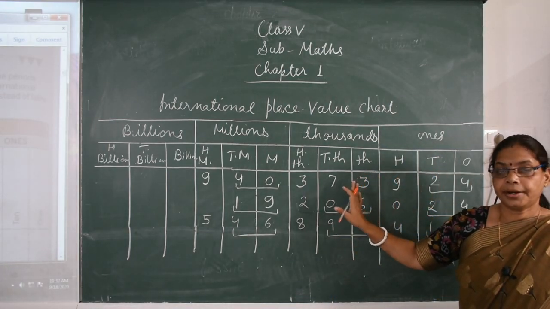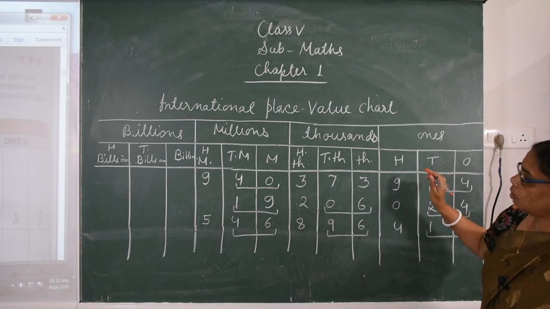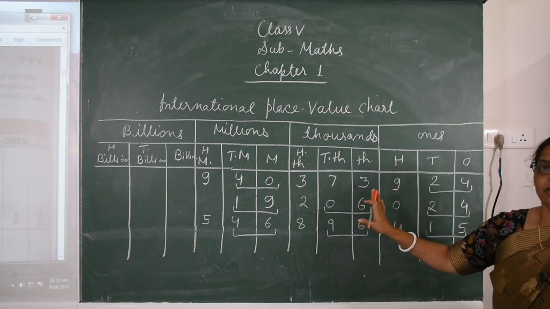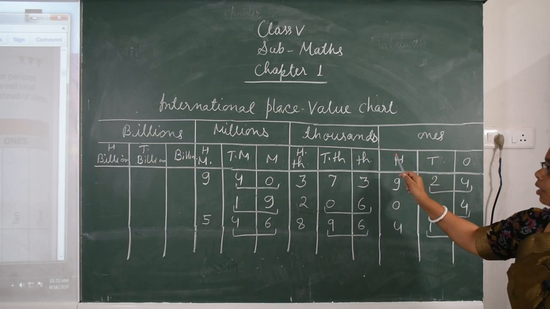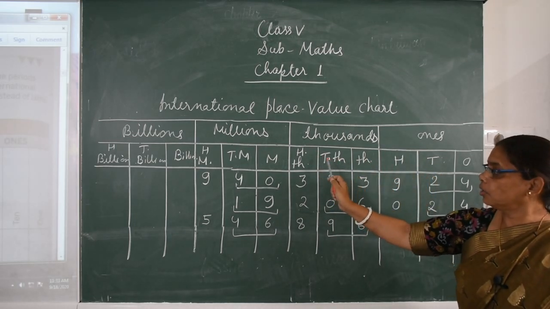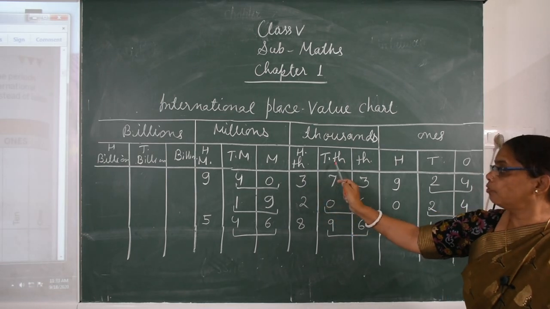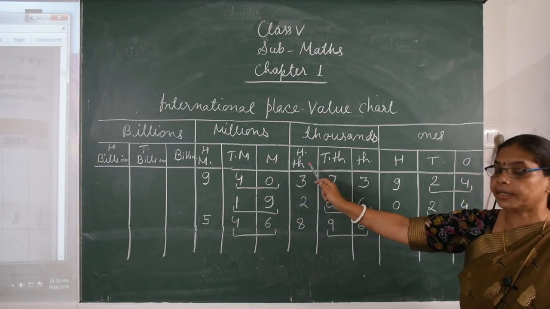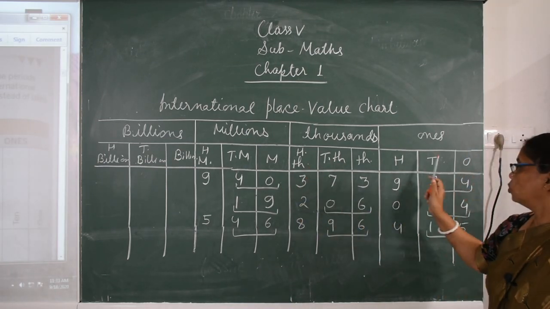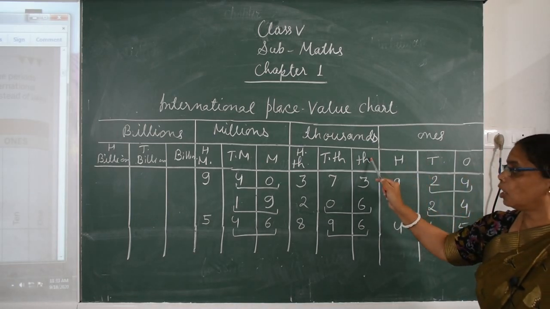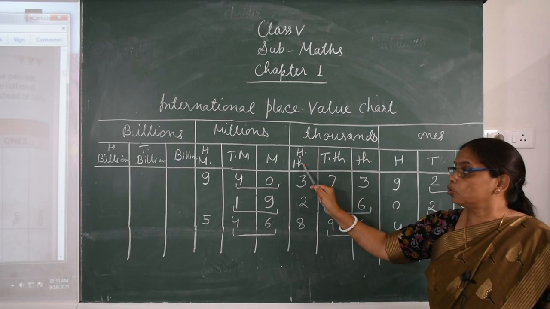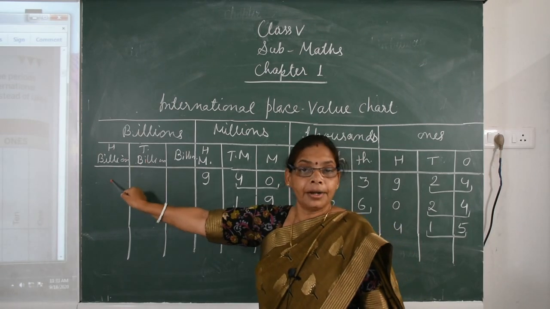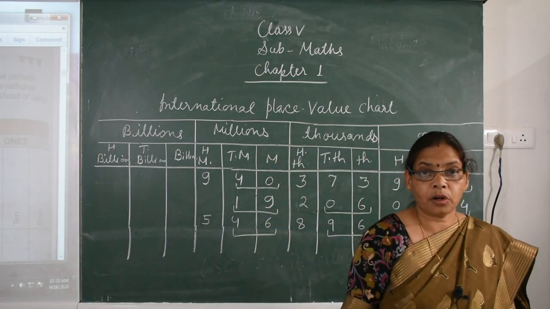In the previous chart there are only 9 places, but in this chart there are 12 places: ones, tens, hundred, thousand, 10,000, and after 10,000, in the Indian place value chart there is the lakhs place, but in the international place value system there is 100,000. So repeat again: ones, tens, hundred, thousand, 10,000 and then 100,000. Million, 10 million, 100 million, billion, 10 billion and 100 billion.